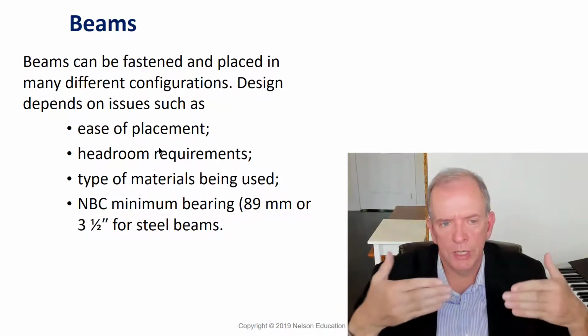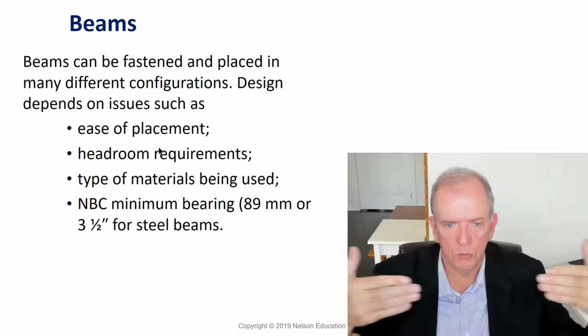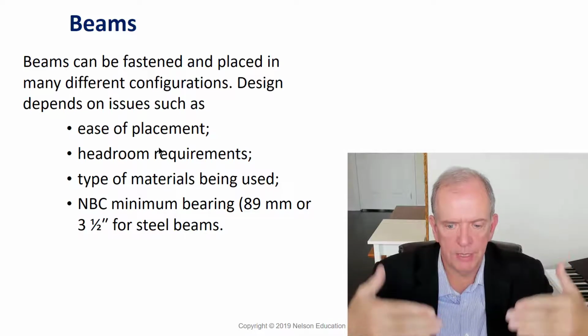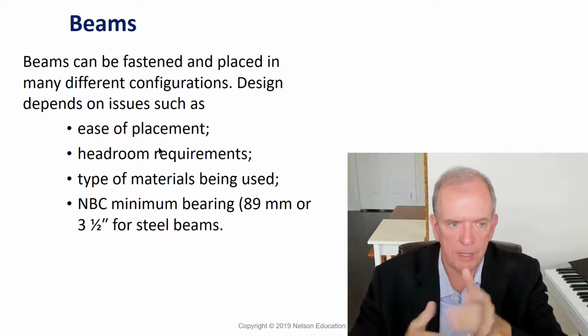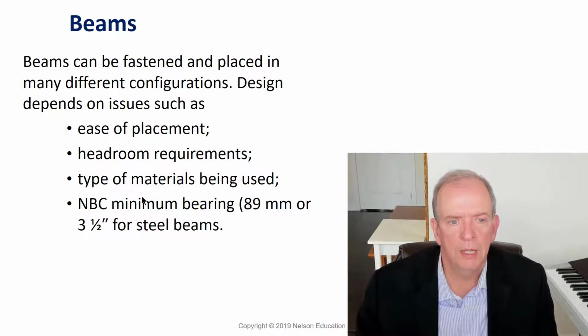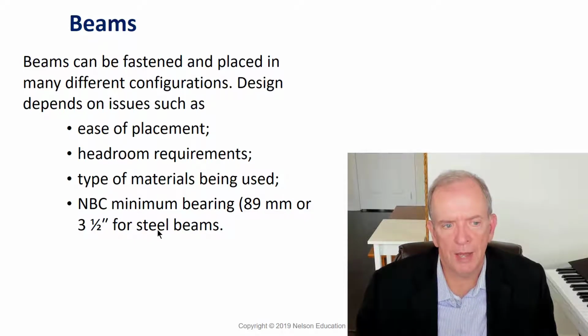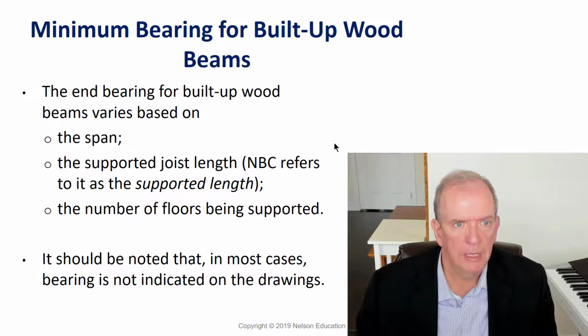How are we going to situate the beam? Is it going to be the joists going into the sides of the beam? Are they going to be underneath the beam, with the beam on top? And the types of materials that we're using. If we're using steel beams, we have to have a minimum bearing of 89 millimeters or 3.5 inches. So for steel beams, that's the minimum building code requirement. Could be more, depending on what the drawings say, but it won't be less.